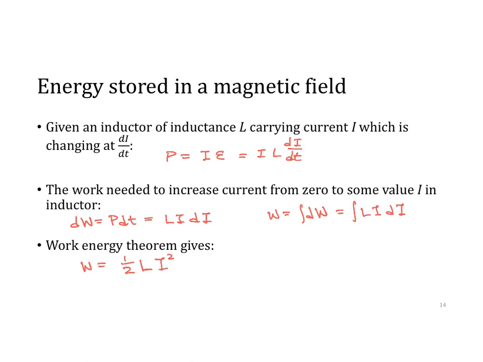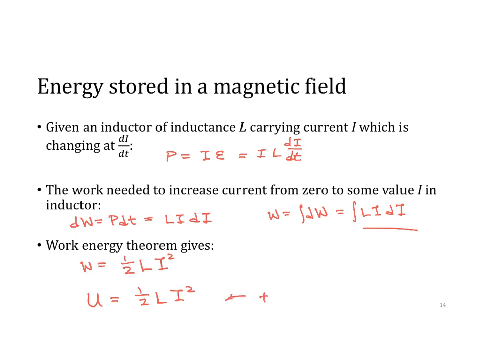L is just a constant in this integral. So I'm just doing the integral of I di from 0 to some value. All right, so our work-energy theorem then gives us that the amount of work we had to do to bring the current up to some value is the amount of energy that is now stored in the inductor. So the potential energy stored in the inductor looks like 1/2 L times I squared. So that's the energy stored in the inductor.